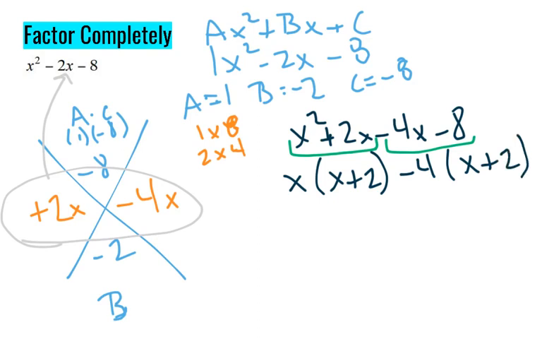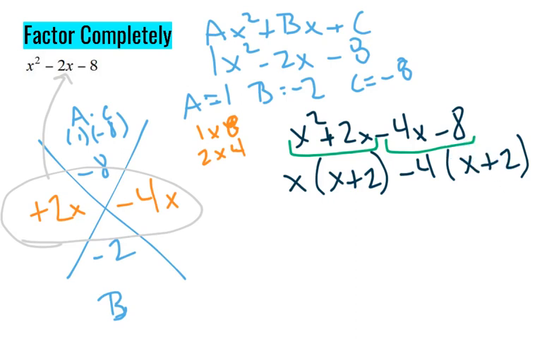And if you need to, you can double check yourself using the distributive property, right? X times x is x squared. X times 2 is 2x. -4 times x is -4x. -4 times 2 is -8.